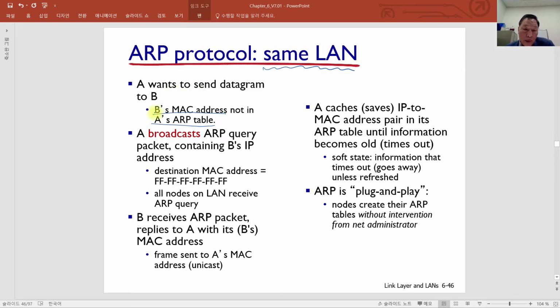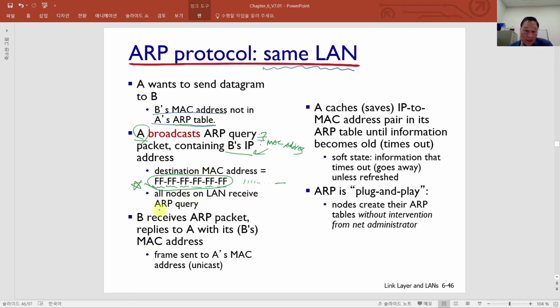A wants to send a datagram to B, but B's MAC address is not in the ARP table, so it should be found. Thus, A broadcasts an ARP query packet containing B's IP address, because A knows B's IP address but doesn't know the MAC address. This ARP query packet will be broadcast, so in the same subnet it will arrive at each node. The destination MAC address for broadcasting is the MAC broadcast address. Usually in the IP address too, for 32 bits, all ones are used for broadcasting. Here, with 48 bits, if all are 1, then that is the broadcast address.